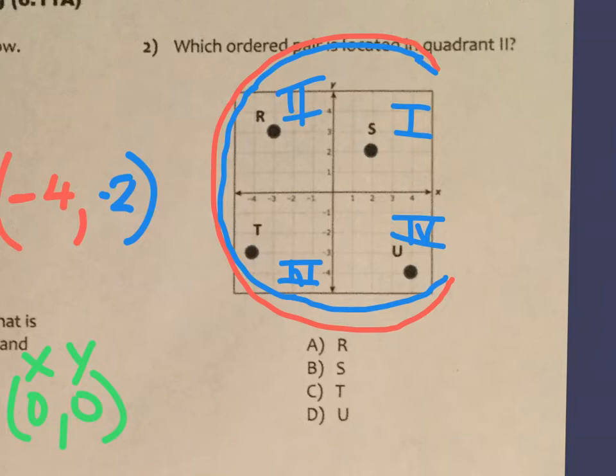Once you've done this, this question becomes much easier to resolve. Which ordered pair is located in quadrant 2? Well, I can see quadrant 2 right here. And the letter in quadrant 2 is R, which is answer choice A.